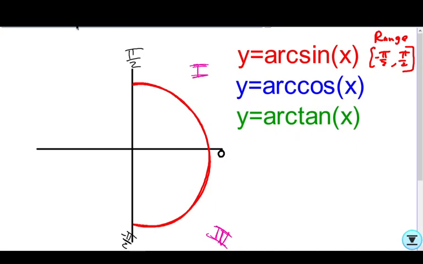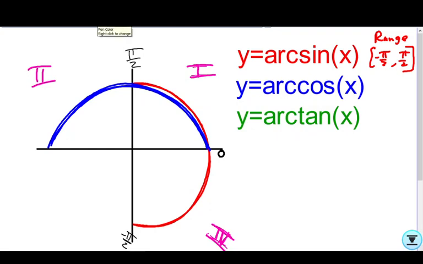Arc cosine will only give us back values from quadrant 1 and quadrant 2. So quadrant 1 and quadrant 2 are for arc cosine. Quadrant 1 and 4 are for arc sine. And then arc tangent mimics sine and gives us back first and fourth quadrant as well.